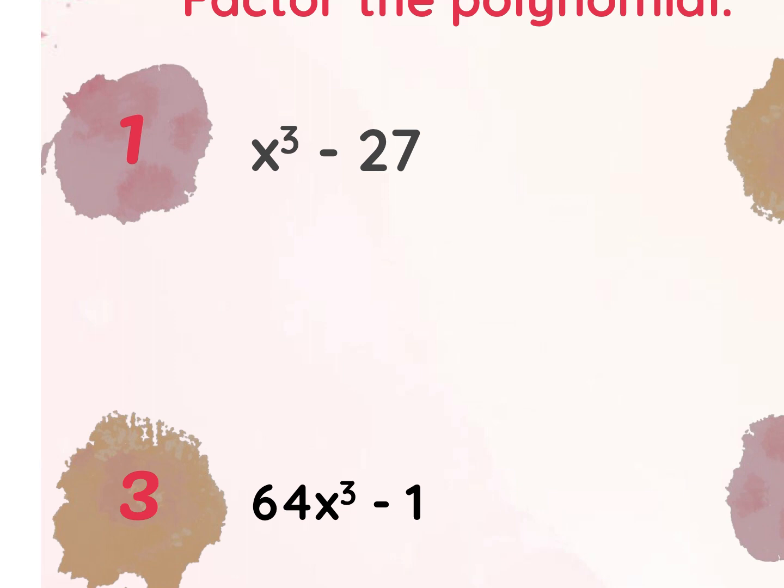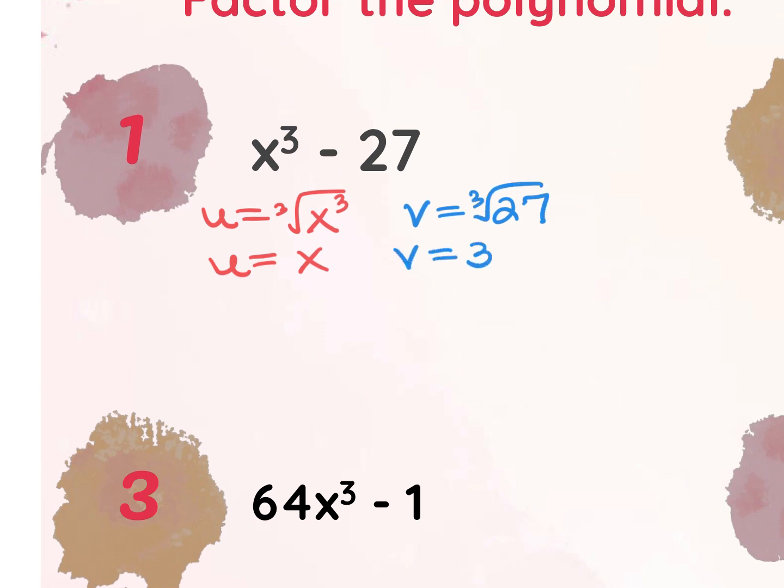So for number 1, again, to find your u value, you're going to take x to the third and cube root it, which would give me my u value to be x. Then I'm going to do the same thing for the v. I'm going to cube root the 27, and my v value is 3. We're not looking at the sign because the sign just tells us which SOAP pattern we use.